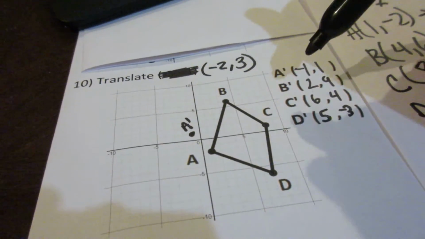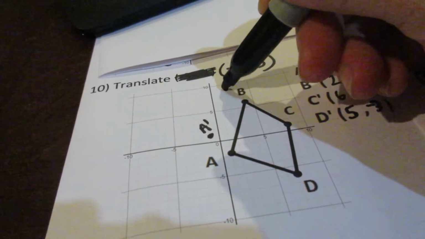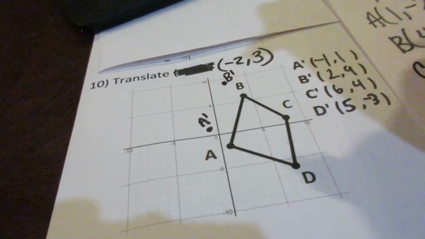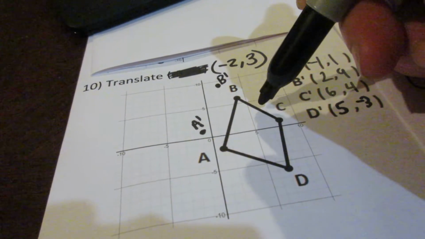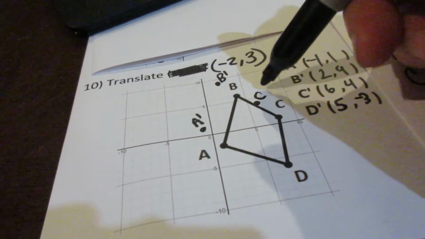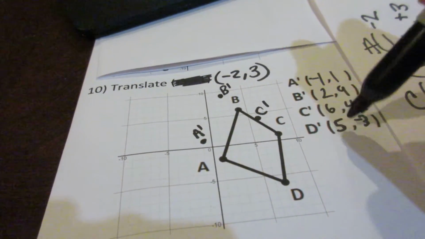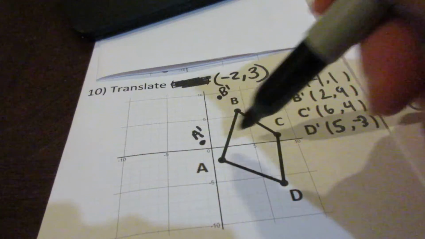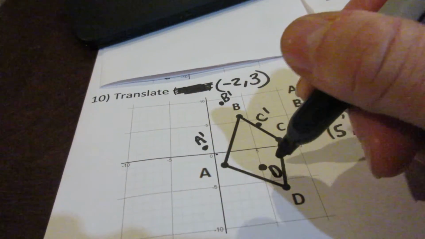Alright, so point B is 2, 9, so you can go over 2, up 9, and that's B prime, or you could have counted left 2 and up 3. C prime is over 6 and up 4, so that's going to put C prime right there. And D prime is going to be over 5, positive 5 means right 5, and down 3 for -3. And there is point D prime.